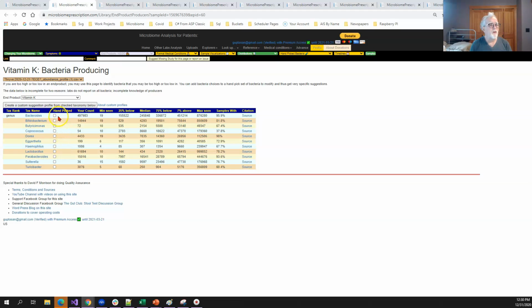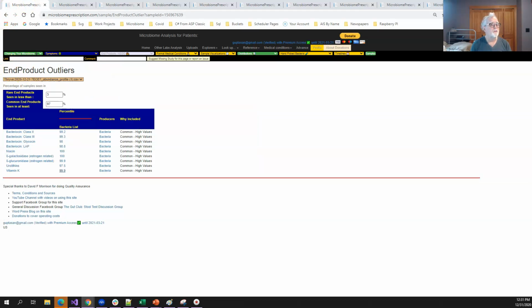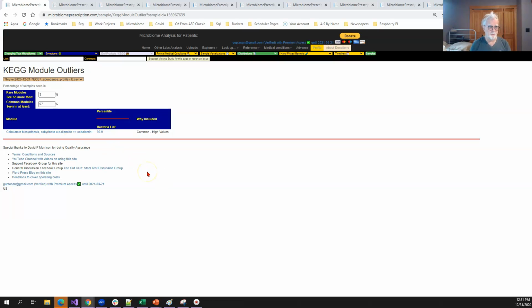And again, we have Bifidobacteria, Lactobacillus, and that's basically it. This one is 25%. I like to keep it about 35% or more, so we won't put that one in. And now we are done. We have done all the end product outliers. We'll move on and see if we have any KEGG module outliers.